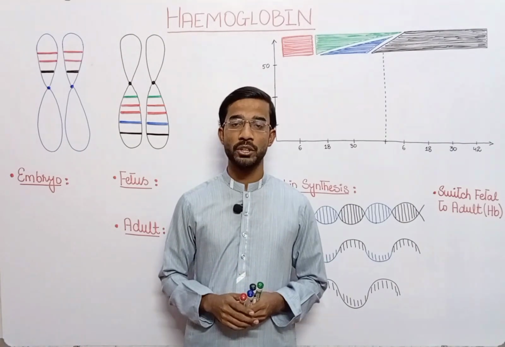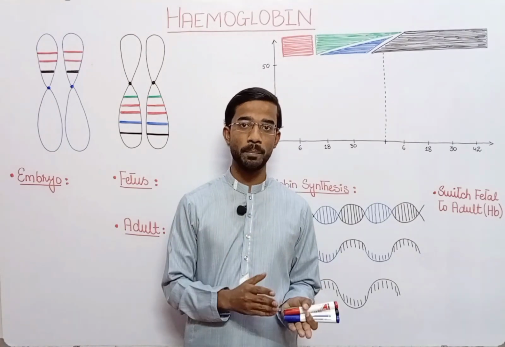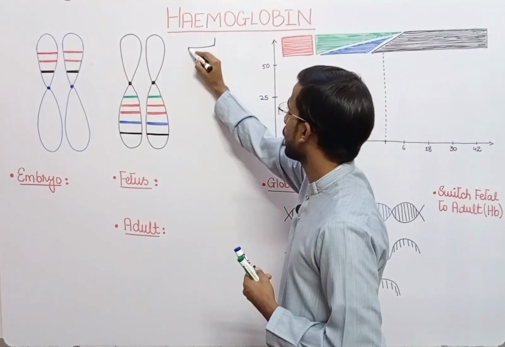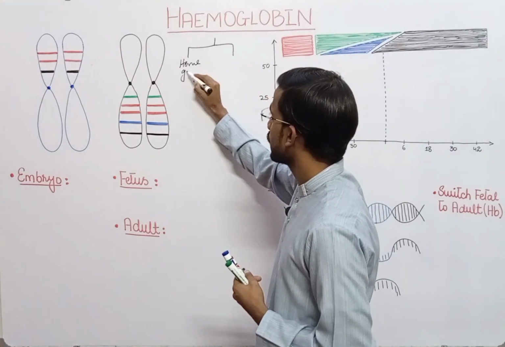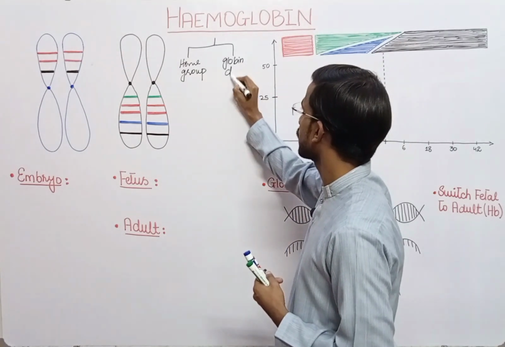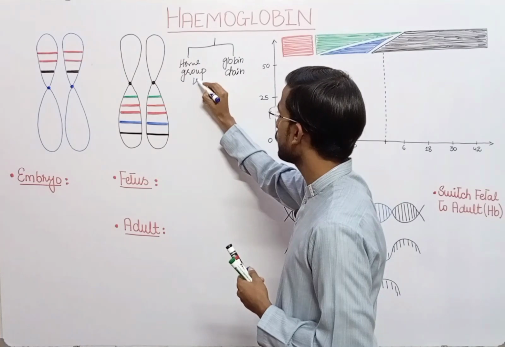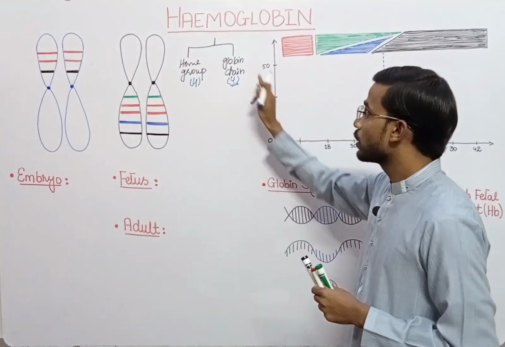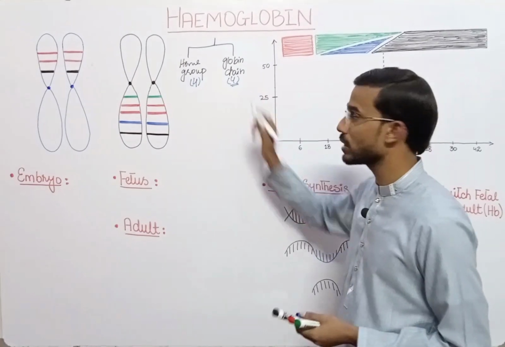So before we start, you should know the basic components of hemoglobin. There are two basic components, the heme group and the globin chain. Here you can see hemoglobin consists of two components. First one is the heme group and second one is the globin chain. There are 4 heme groups and 4 globin chains present in the hemoglobin. Globin chains have different types and these are actually proteins.